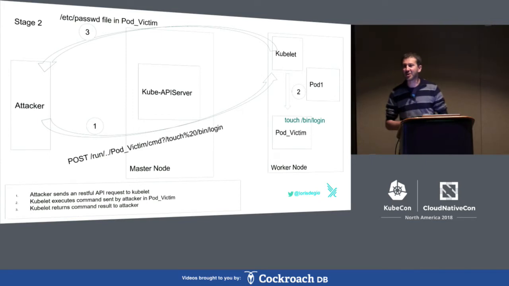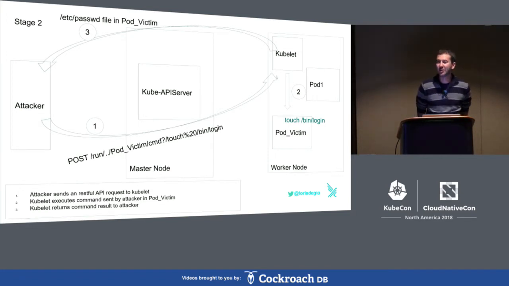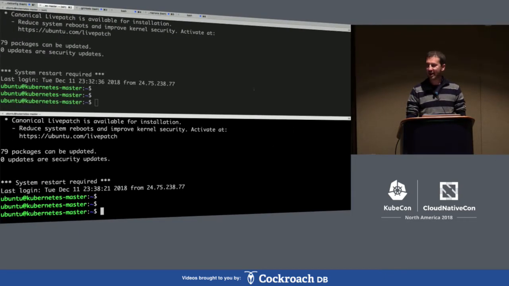So as you can imagine, now that there's this TCP connection, we can craft a malicious request to tell the kubelet to go and execute something outside our pod, outside our namespace, outside the domain where we have our privileges. And in this example, I execute a touch of /bin/login into one of the containers. Let's try to actually take a look.